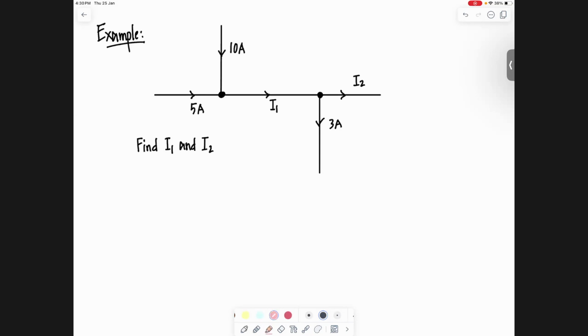So what's happening here? You have current entering a junction, and this junction has 10 entering and 5 entering. So how much should leave the junction? Yeah, so I1 is going to be 10 plus 5, 15 ampere, and I2 is going to be what? Here 15 is going and below 3 goes away, how much remains? Yeah, 15 minus 3, 12 ampere. I'm trying to set the logic behind these. So do you understand what's happening here?